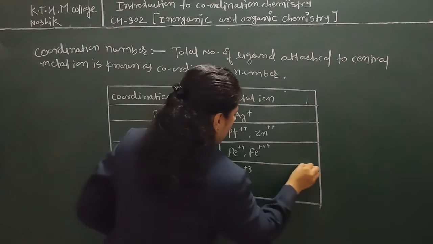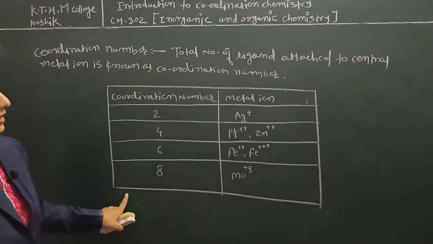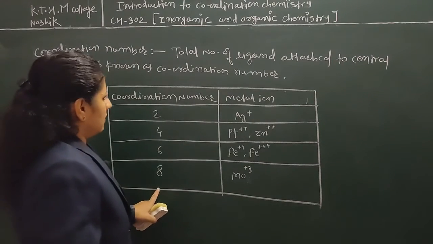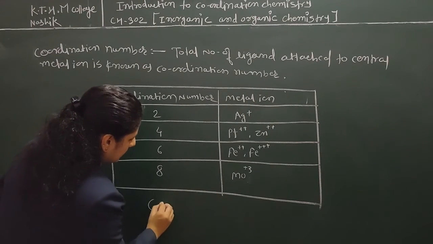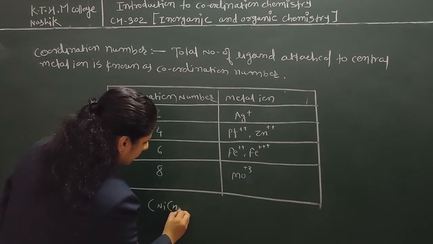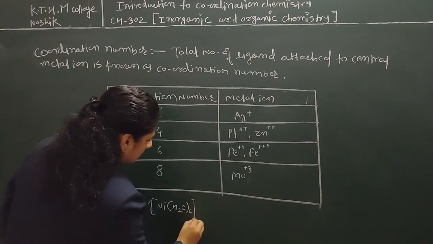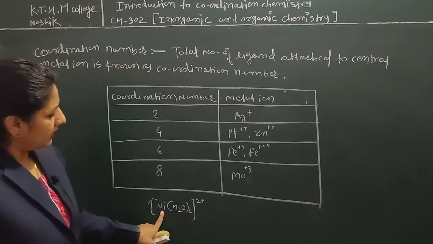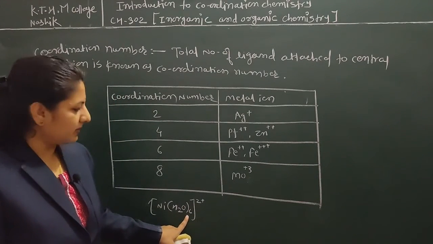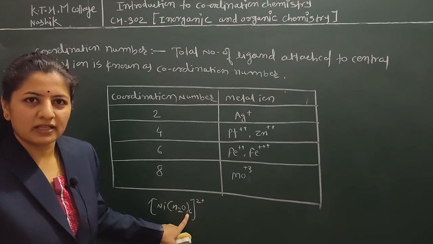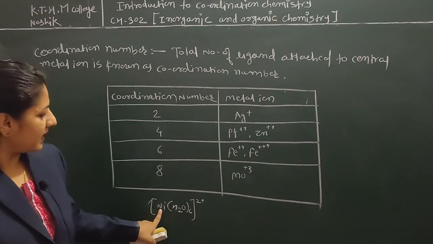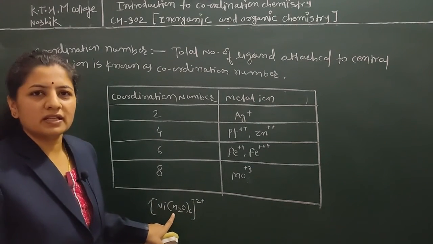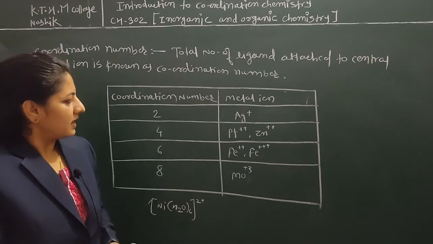Now, suppose you take an example of a complex ion, that is hexaaquanickel ion, 2 plus. In that, nickel has a coordination number of 6, which means the total number of ligands is 6. Here the water molecule is the ligand and the total number of water molecules is 6. So that's why the coordination number of nickel is 6.